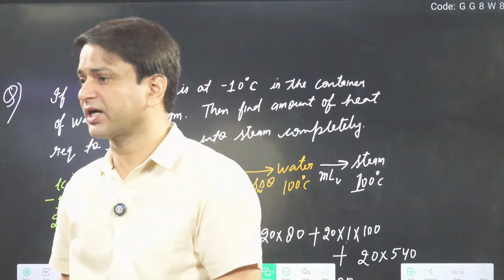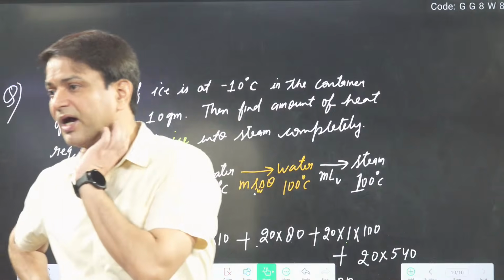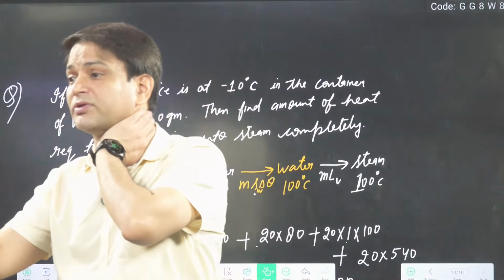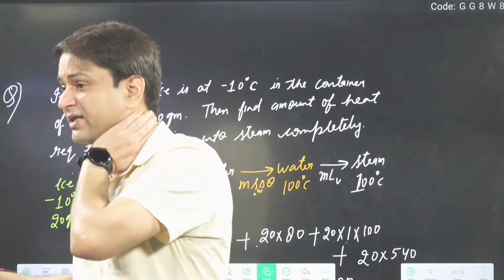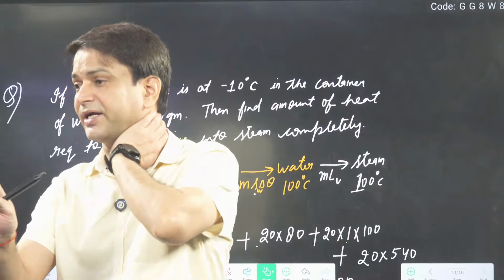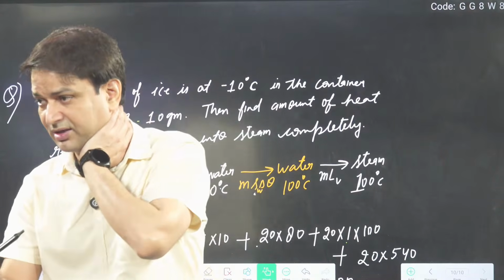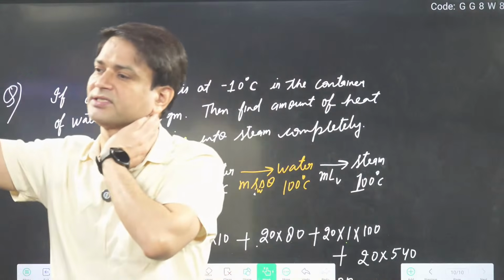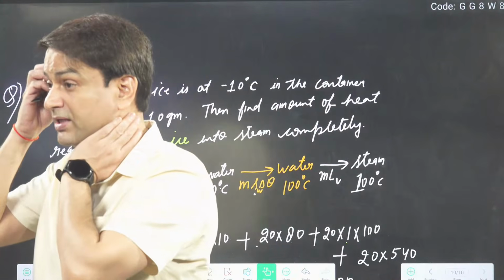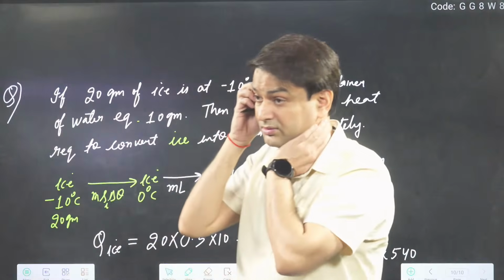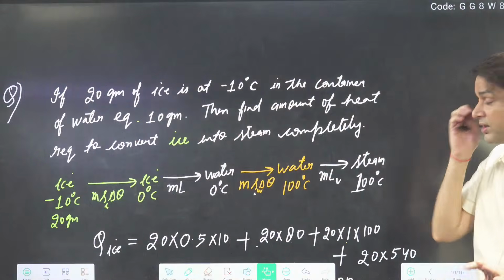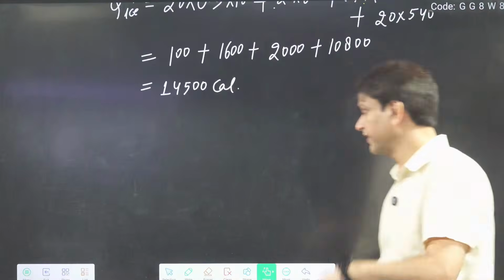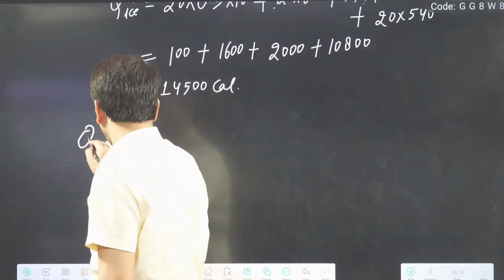Now I will write for the container. That is the water equivalent of the container. Right now I am not writing the heat absorbed by container. I am writing the heat absorbed only by the ice. So total heat absorbed by the ice from minus 10 degrees C to the steam, how much? 14500. Understood or not? Now I am going to write the heat for the container. So heat for the container, what can I say?